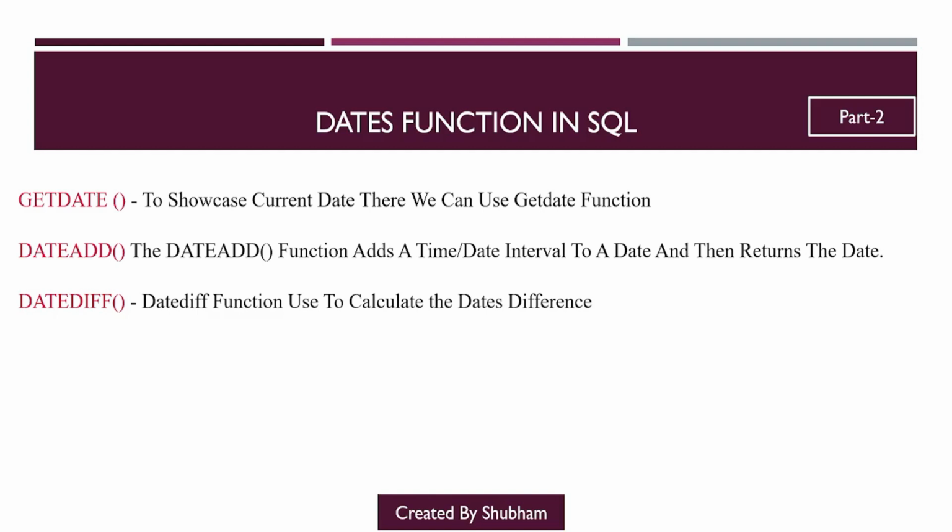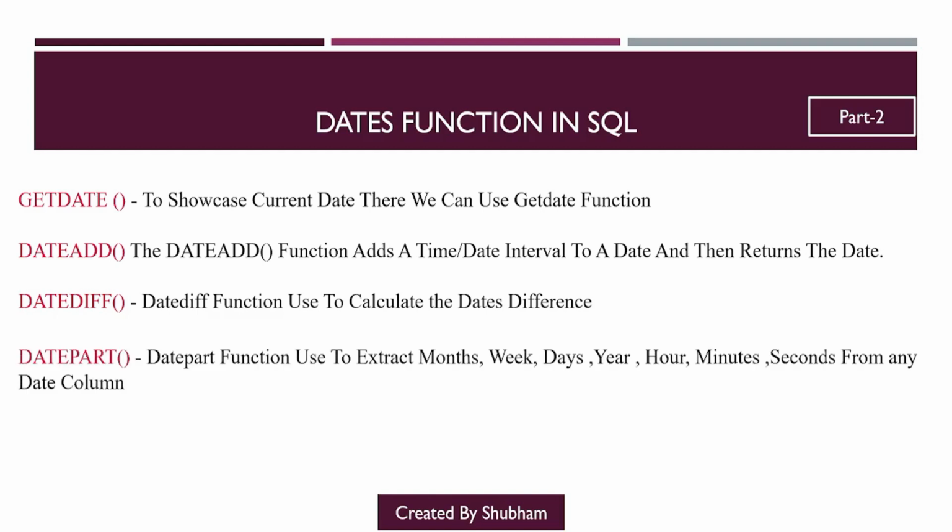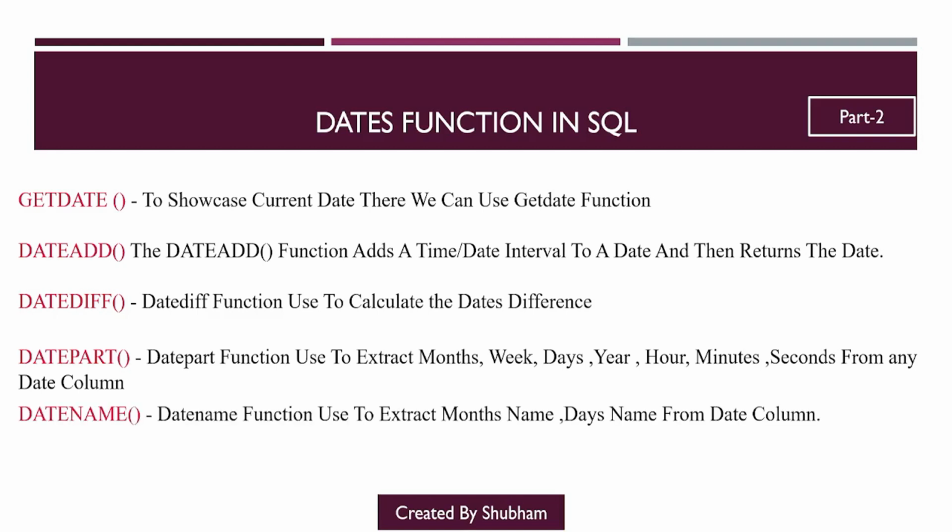Now let's talk about the next function which is DatePart. The DatePart function guys is used to extract month, week, days, year, hour, minute, second and so on from any date column. The same kind of functions guys you have already used in Power BI like day, year, month, hour, minute and so on. With the help of those functions guys you can extract any month number, day number, year and so on.